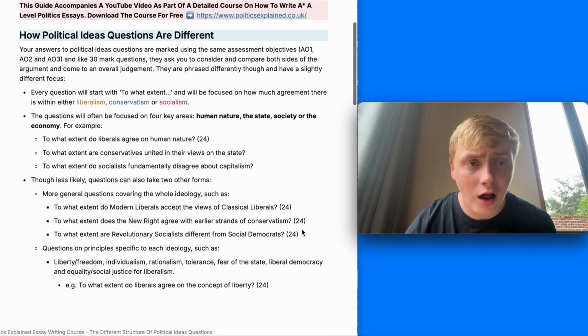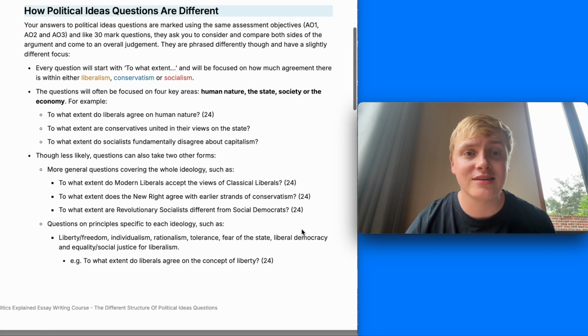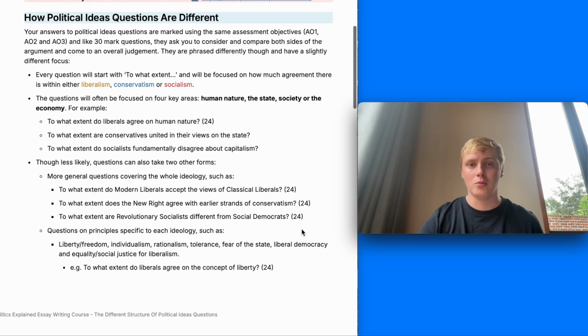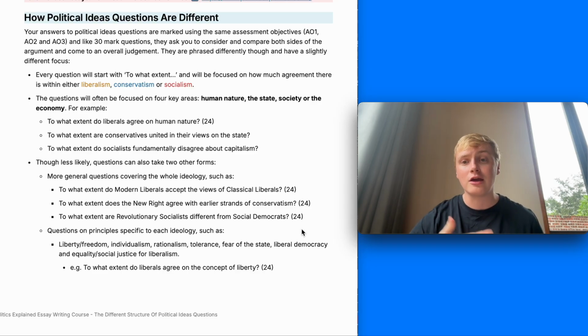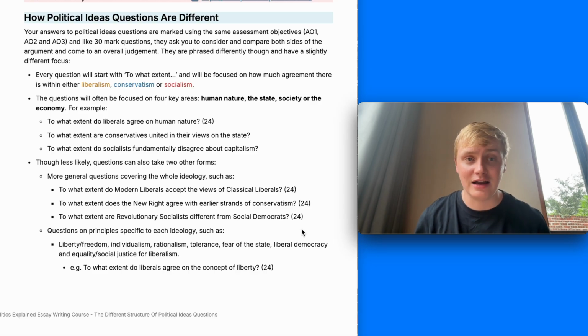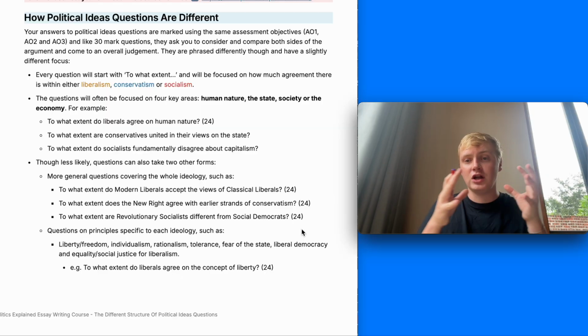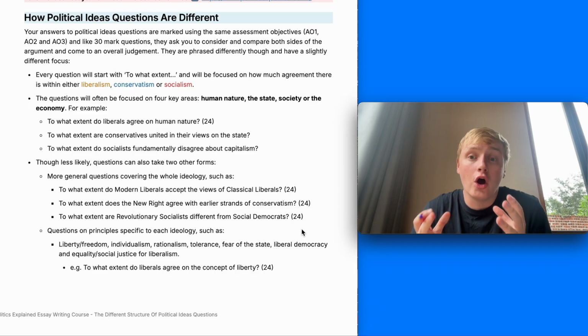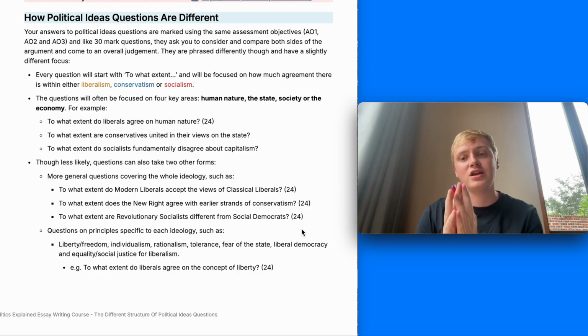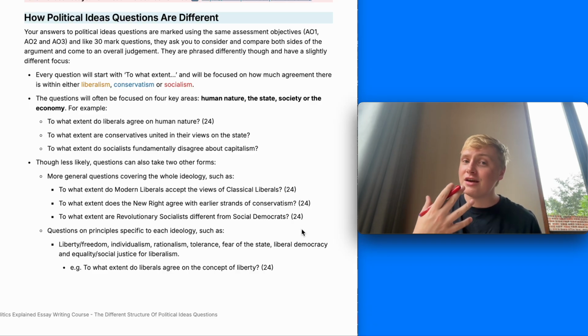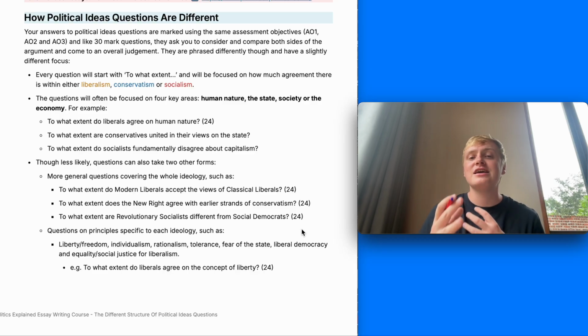So your answers to political ideas questions are marked using exactly the same assessment objectives. So you're marked using AO1, knowledge, AO2, analysis, and AO3, evaluation. And just like 30 mark questions, they ask you to consider and compare two sides of an argument and come to an overall judgment, have a very clear judgment in relation to the question. But the difference is they're phrased differently and have a different focus.